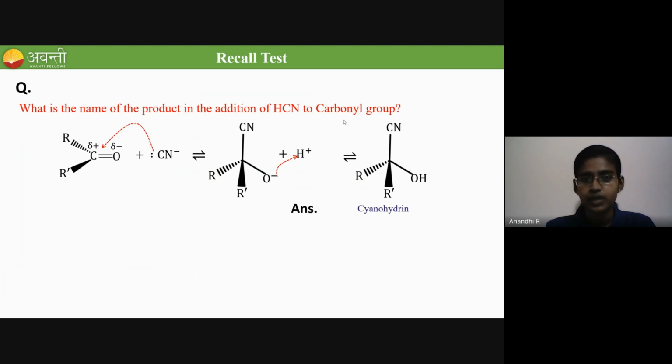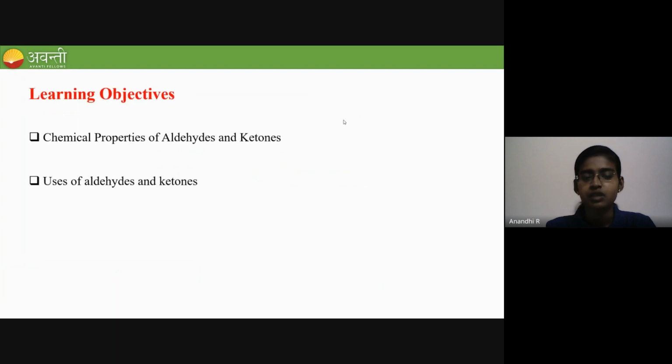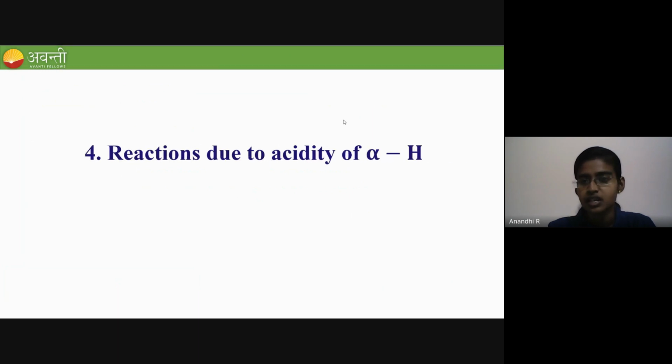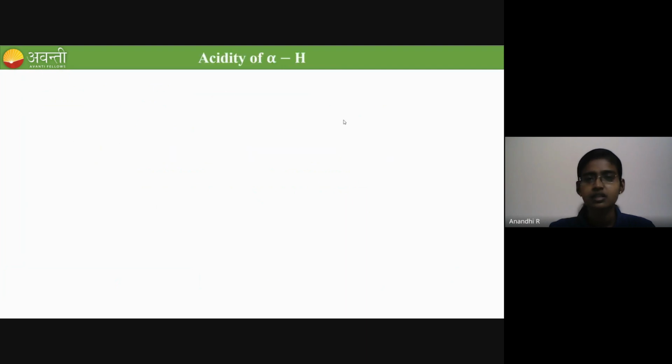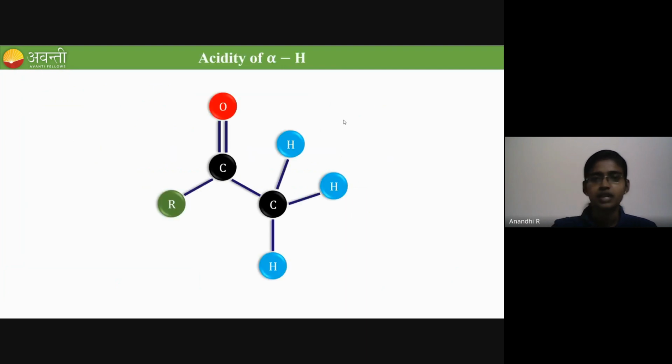Now coming to today's class. Today we are going to continue the chemical properties of aldehydes and ketones. We have 6 chemical reactions, and out of 6 we discussed only 3 in the last class. Today we are going to discuss the remaining 3 and then the uses of aldehydes and ketones. Moving on to the chemical properties of aldehydes and ketones, the fourth reaction, that is the first reaction for today, is reactions due to acidity of alpha hydrogen. Let me discuss the acidity first.